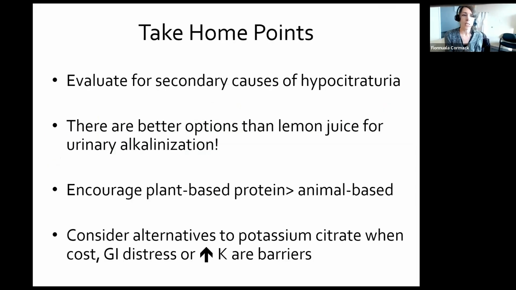So my take home points are, when you see your stone patients, certainly idiopathic hypercitraturia is common, but evaluate for secondary causes. There are better options than lemon juice for alkalinizing the urine. Encourage plant-based protein over animal-based protein, and consider some alternatives to potassium citrate when costs or GI distress are an issue.